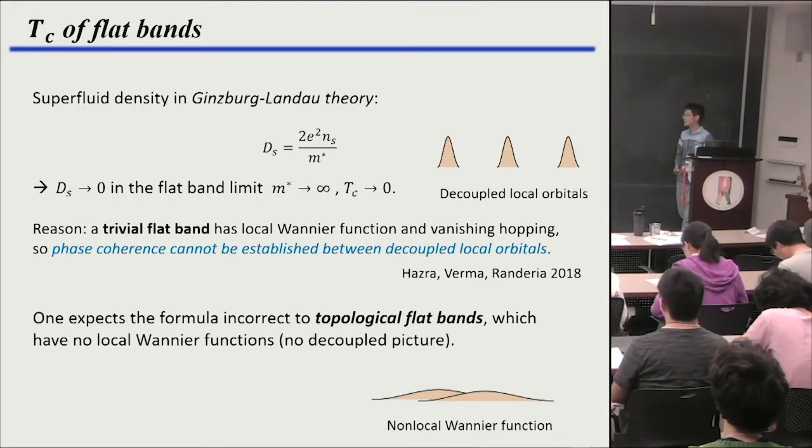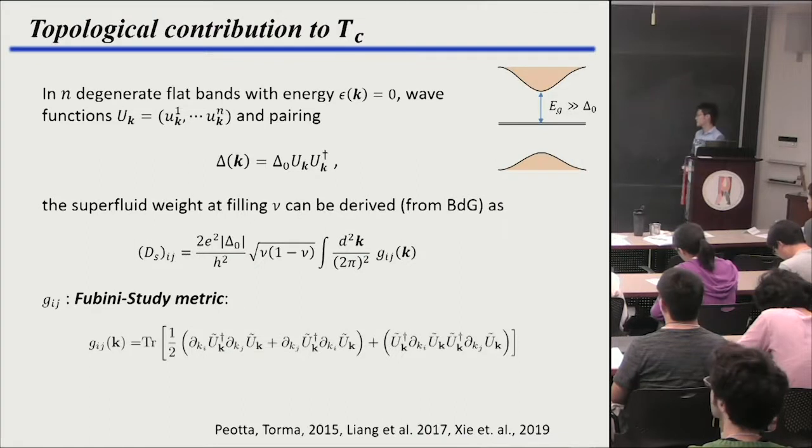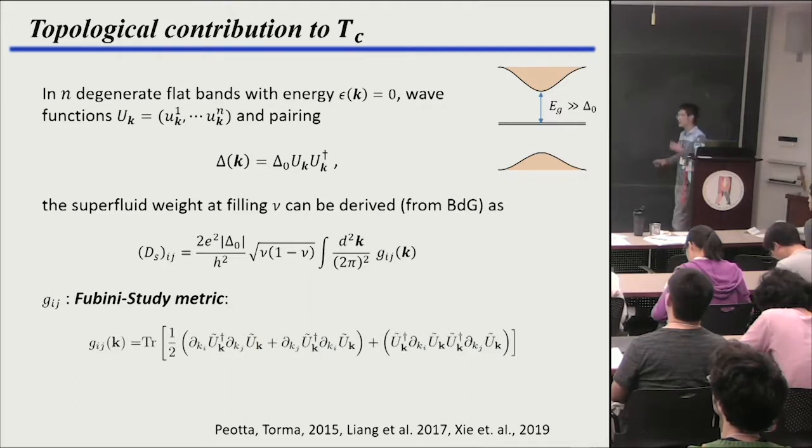You mean for the class with p plus ip? Yes, it certainly will have some information from topology. Basically, if you calculate this D_s, what you get is some derivative of this matrix U_k. In this case, it's quite neat: it's just the Fubini-Study metric. But in that case, you still get some derivative of U_k, and from the derivative of U_k, the information of topology will be reflected.